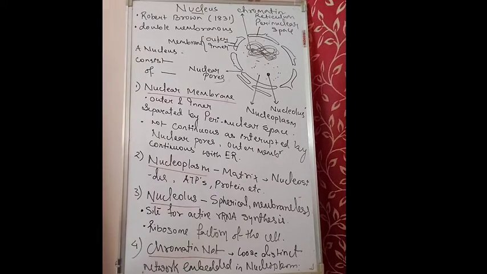Now this chromatin network, or the chromatin reticulum, which is either euchromatin or heterochromatin. Heterochromatin is always transcriptionally inactive. Transcriptionally inactive means it is not involved in the synthesis of mRNA, whereas euchromatin, which is transcriptionally active, is always involved in the process of mRNA synthesis.